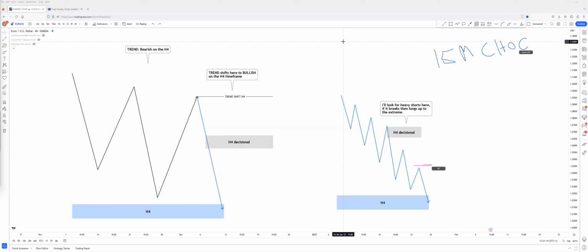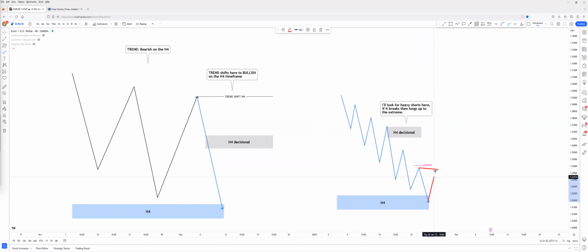After a 15-minute change of character. Exactly. Thank you, guys. Exactly. That's when the order flow shifts, right? If this high is getting broken, then the order flow on the 15-minute chart will shift to bullish from bearish.